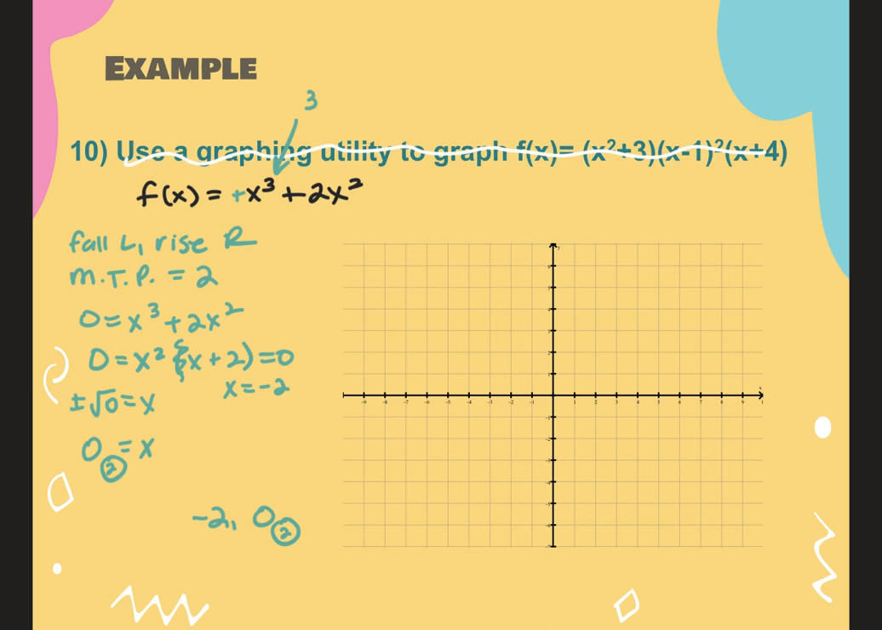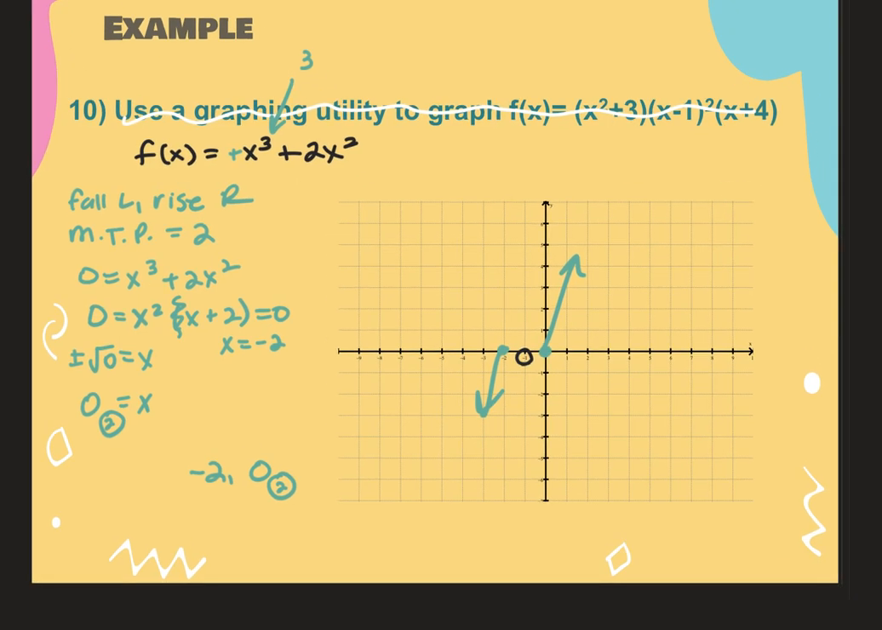0 has a multiplicity of 2. -2, 0, falls left, rises right. Now this time my x-intercept is also my y-intercept, so I don't know how high to make it in between here. And I'm going to plug in another point. The only point in between these two is -1, so I'm going to plug in -1. If there was more than one, I would just pick a point.